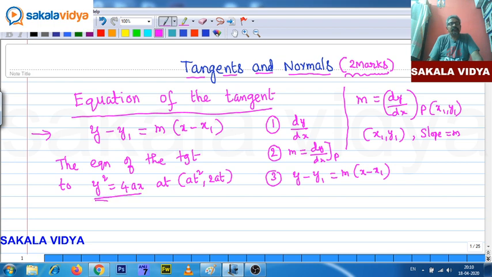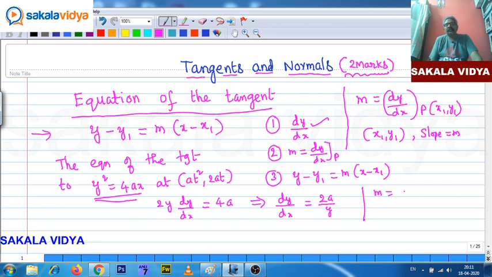First, we need to find the derivative of this. Differentiating both sides with respect to x, we get 2y dy by dx is equal to 4a. So dy by dx equals 4a by 2y, that is 2a by y. Next, the slope of the tangent we need to find out. m is equal to dy by dx at (at square, 2at).